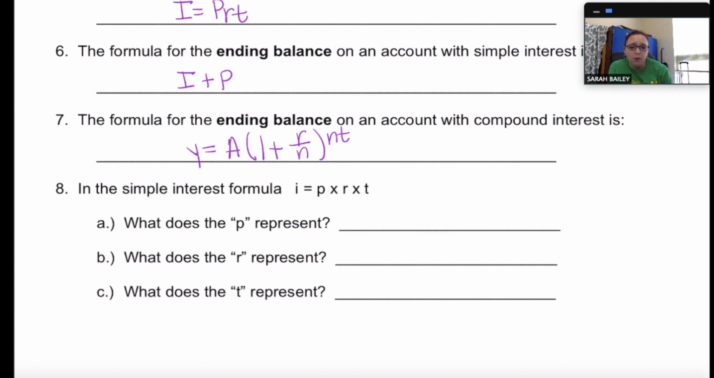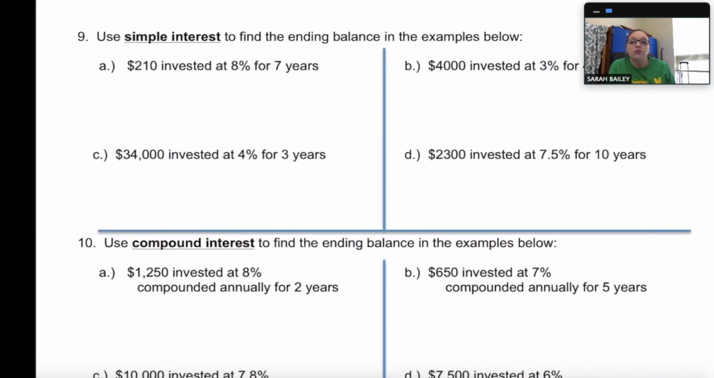So in the simple interest formula, we got I equals PRT, or P times R times T. The P represents principal. The R is your interest rate, or just rate, and the T is time, okay? So let's do some examples. It says use simple interest to find the ending balance in the examples below. So I'm just going to do a couple, all right?